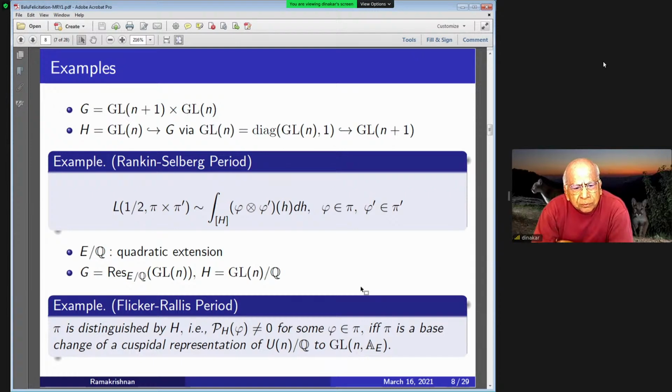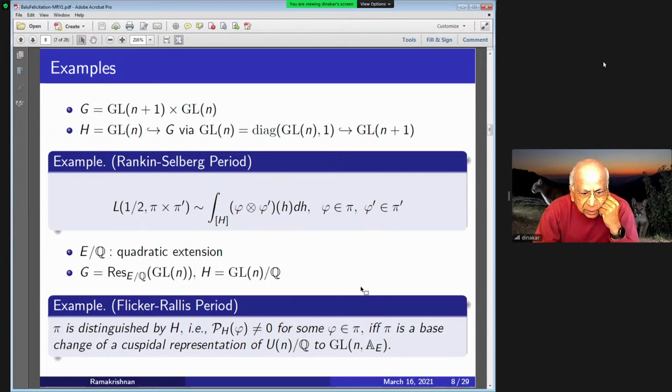So if you take the L(1/2) of the Rankin-Selberg, then it is known by the Rankin-Selberg theory to be approximately the period of phi tensor phi prime. What does it mean? Phi is a cusp form on GL_{n+1}, phi prime is a cusp form on GL_n. And then you take the tensor product as a form on the product, and then you integrate over H. So this is sometimes called the Rankin-Selberg period.